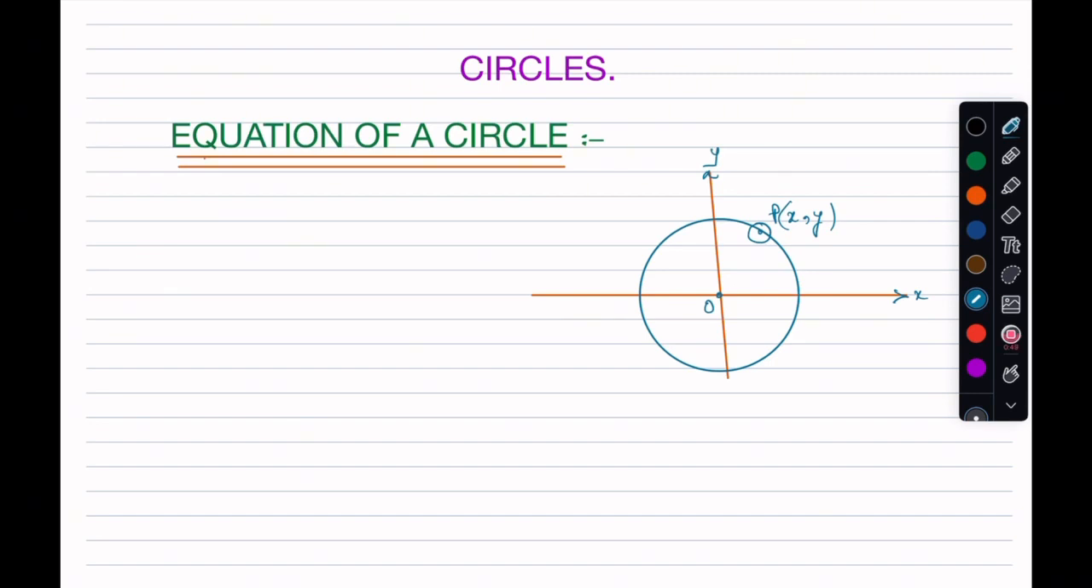So if I join the center to the point P, then I know that from the center of the circle with coordinates 0, 0, as it is passing through the origin, and the circumference, which is a point P, x and y, I can see that this is the radius of the circle here.